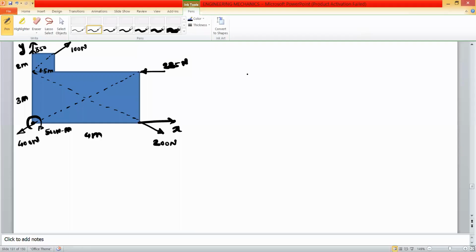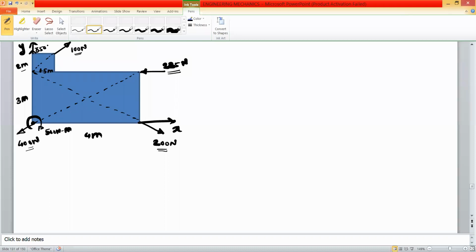Okay, so this is the problem given on the general force system. Here, different forces are acting in the XY coordinate system. The first is 400 Newton, which is acting at the origin. Then the second is 200 Newton, acting along the diagonal. Then the next force is 225 Newton, acting exactly in the horizontal direction along the negative x side. Then 100 Newton, acting along the diagonal of the small rectangle, whose dimensions are 1.5 by 2 meter.